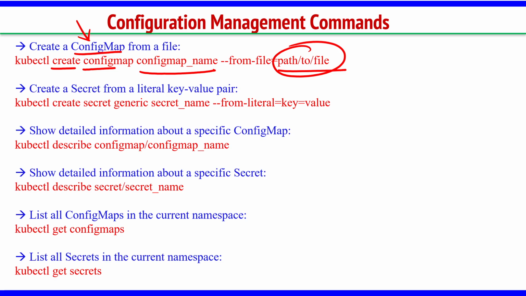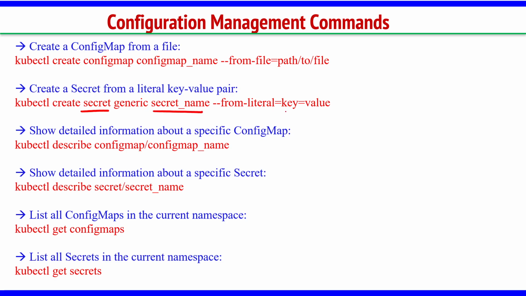Okay. So, in this file and in this path in your laptop or desktop machine, right, you can have the details in a file. So, you can create a config map from that file, right. Then create a secret from a literal key value pair. Okay. So, kubectl create secret generic secret-name --from-literal=key=value, right.